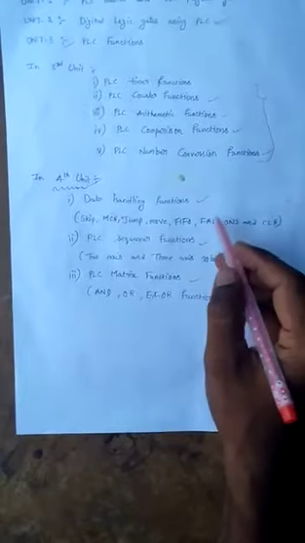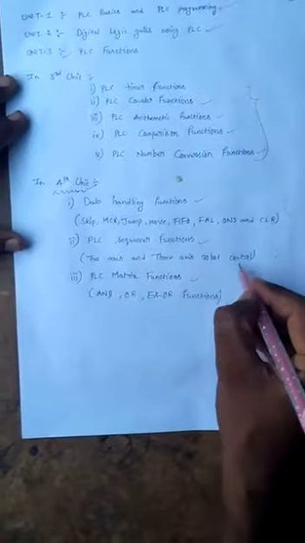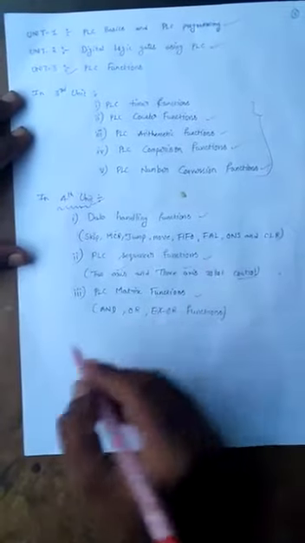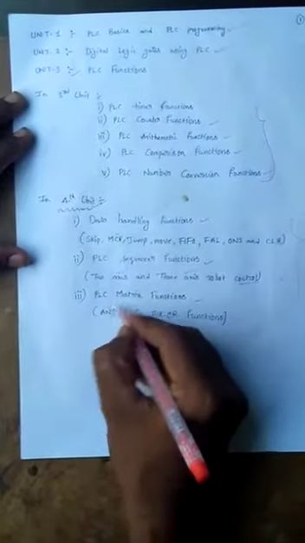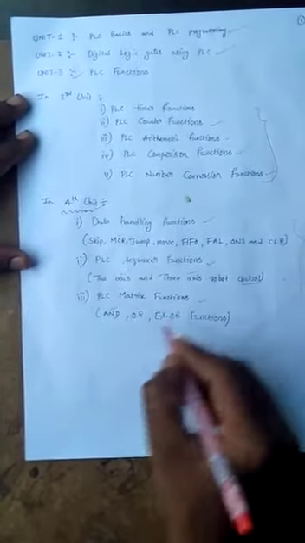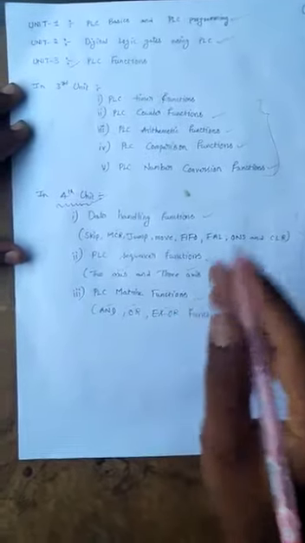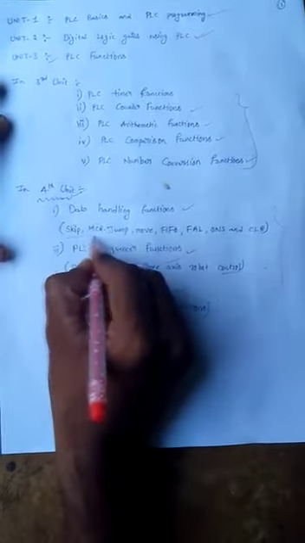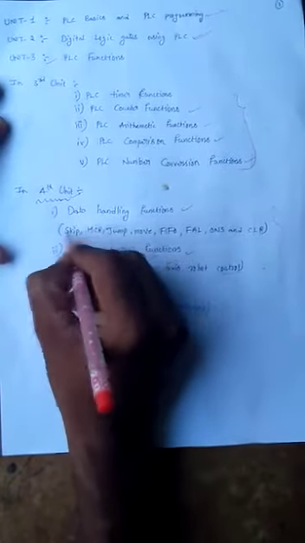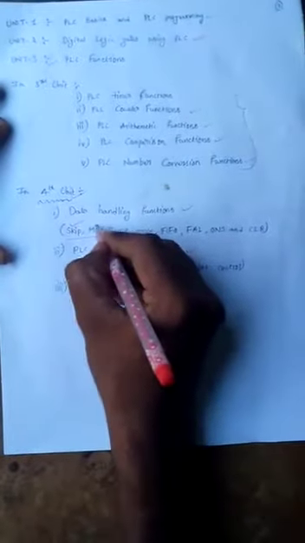Similarly, by using the PLC sequence functions, we can control the 2-axis robot and 3-axis robot. And by using the PLC matrix functions, we can analyze the AND function, OR function, and XOR function in our upcoming topics. In this video, I want to discuss only these 2 topics: the skip function and the MCR function.